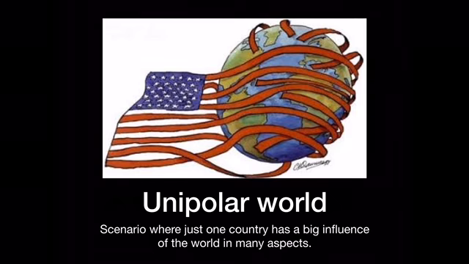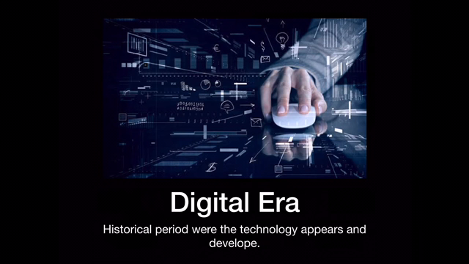Then we have the unipolar world. It refers to the scenario where just one country has a major influence in the world. It refers to a unique power, and that country affects the world's economic, social and cultural aspects. The digital era is a historical period characterized by the existence of technology, but this technology is principally used as a medium of communication and has been adapted to do many types of work.